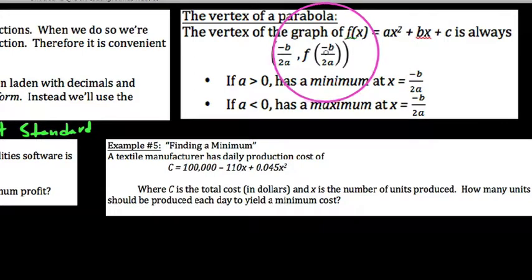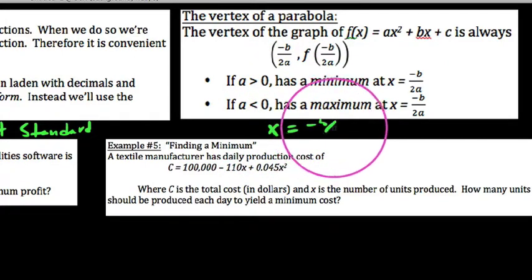I can tell you that the vertex is always located at this coordinate point right here, where the x value is negative b over 2 times a. That is the x value of our vertex. As a consequence, the axis of symmetry is the line x equals negative b over 2a. Recall that the axis of symmetry runs through the vertex. It's a vertical line. And then to get the y value, if I knew the x value, I'd plug it in. I'd find the function value at negative b over 2a.